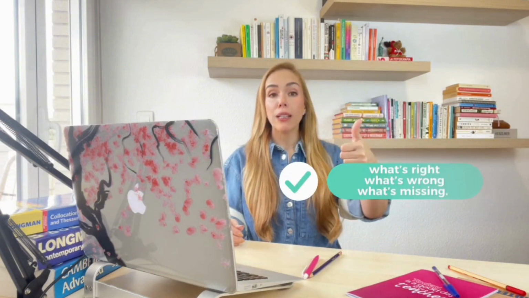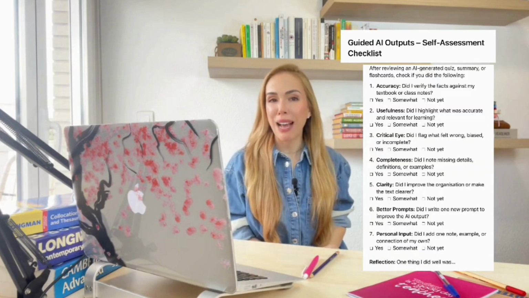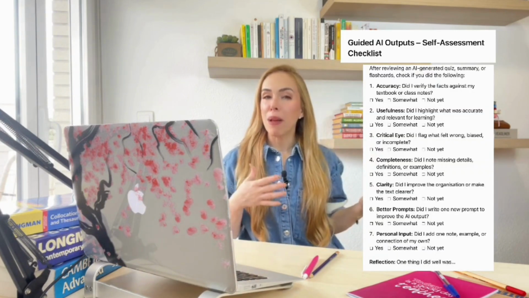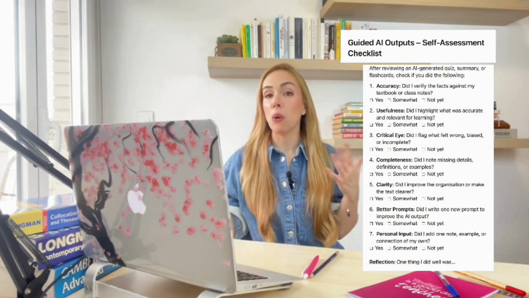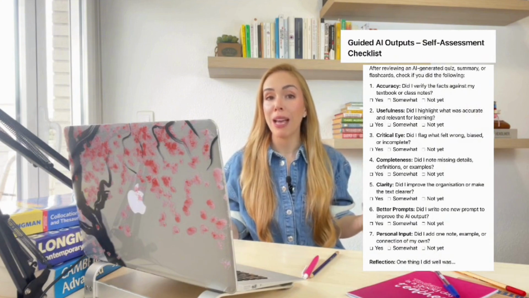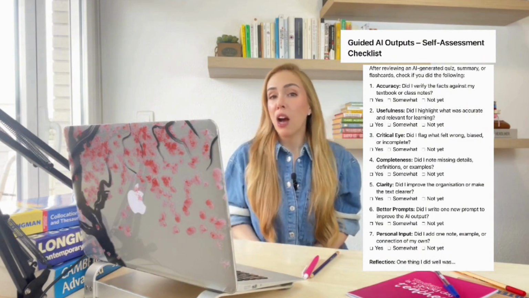Their task is to critique it. What's right? What's wrong? What's missing? They can annotate directly on the output and then use this checklist to guide them. It's less about memorizing the checklist and more about building the habit: compare, critique, contribute. That way, AI becomes a springboard for thinking, not a ready made answer.